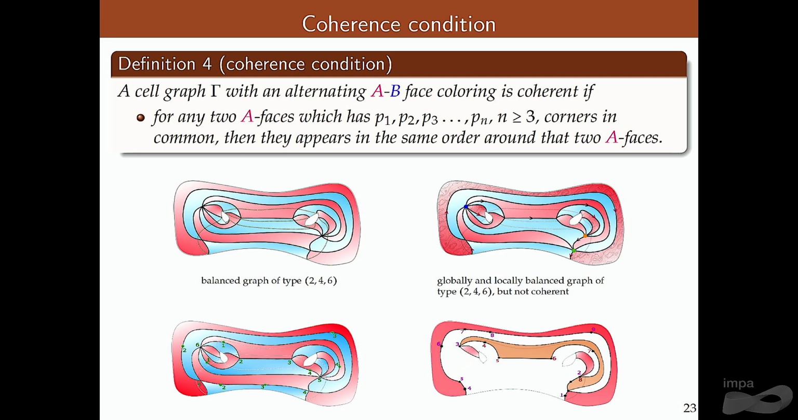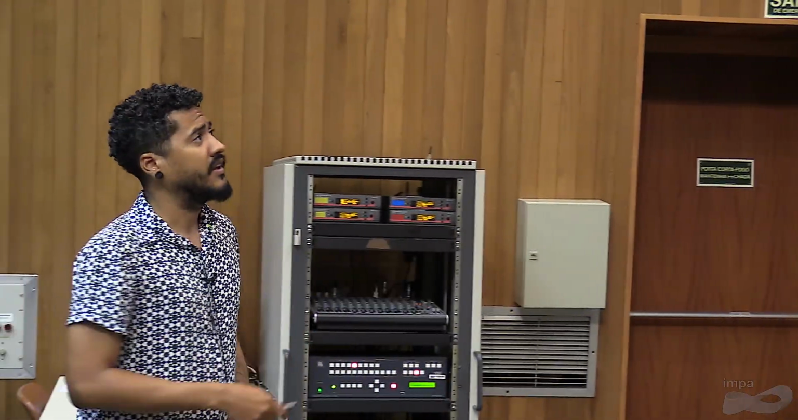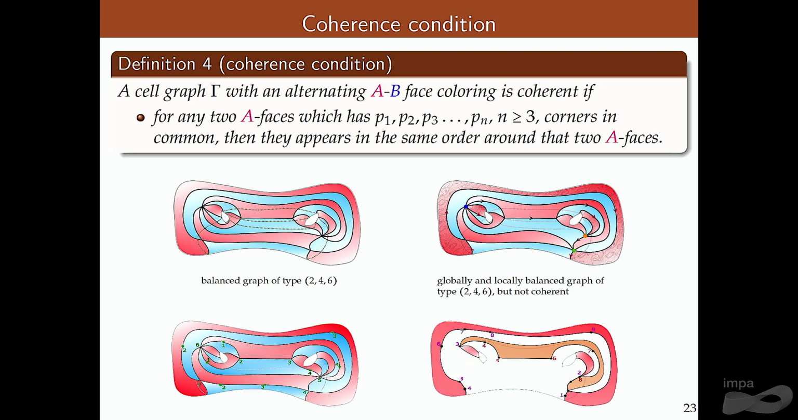Then coherence. As I said, the global and the local balance conditions are not sufficient for the realization problem. In the plane, local balance implies coherence, so that condition is not necessary in the planar case.